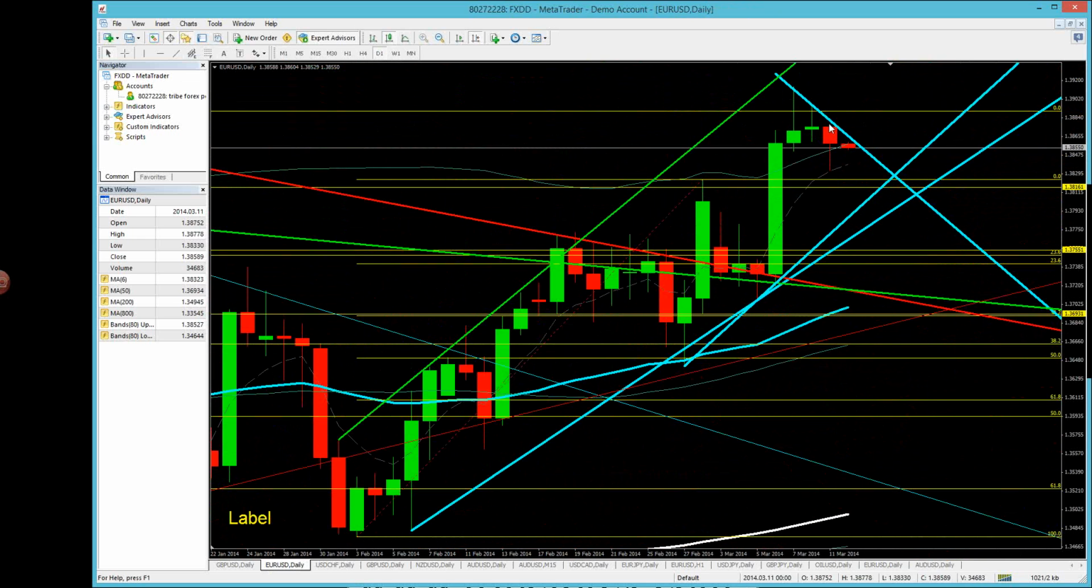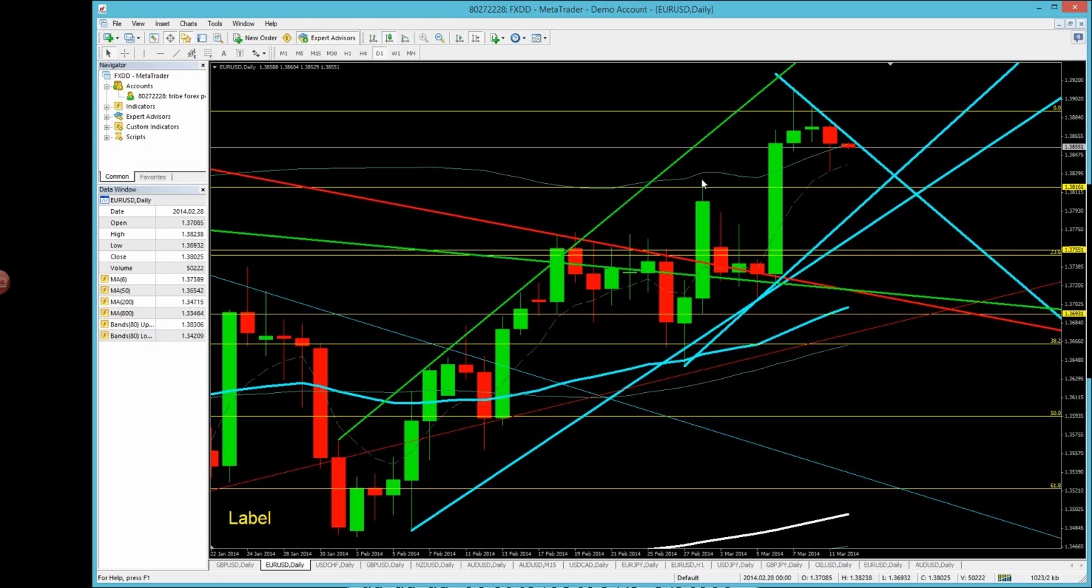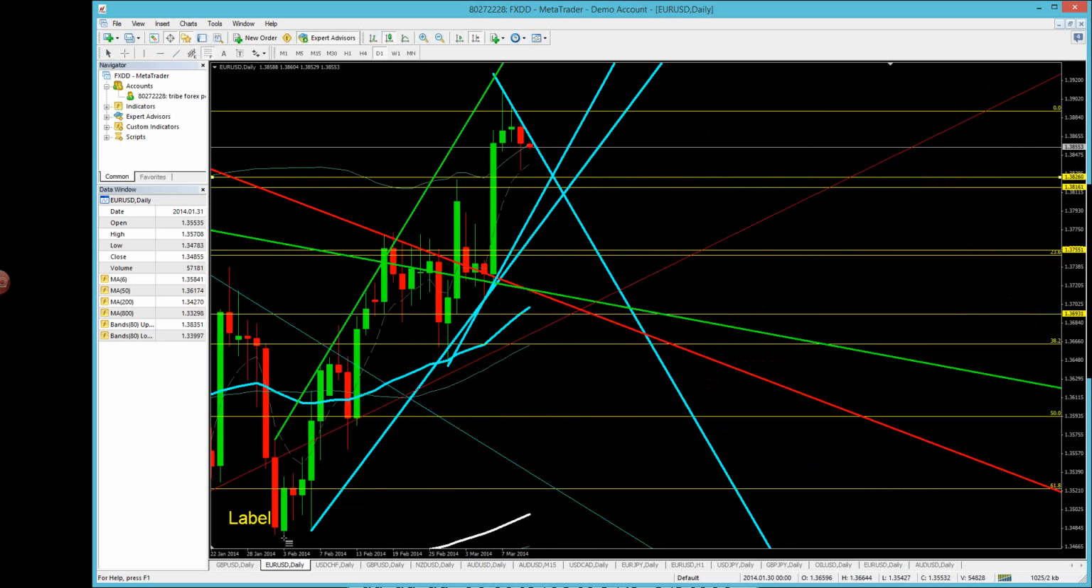1, 2, 3. That's in order. 50, 200, 800. We closed above the Bollinger. I've actually got to draw in Fibonacci's here to make this a little bit clearer for us.